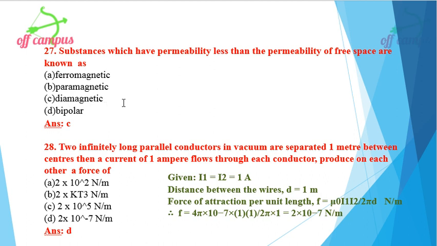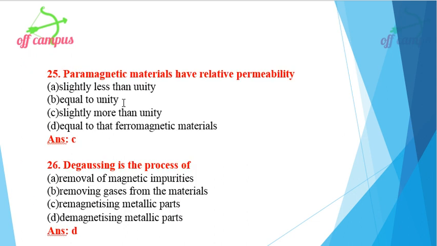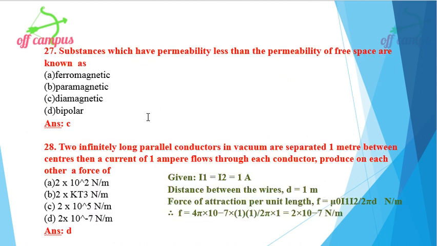So, previously we have seen that in paramagnetic it is slightly more than unity. For diamagnetic in this question, how will the permeability be? Slightly less than, okay, less than the permeability of free space. For paramagnetic it is slightly more than unity. For ferromagnetic it is much greater than unity. Okay. Then this is one given problem.